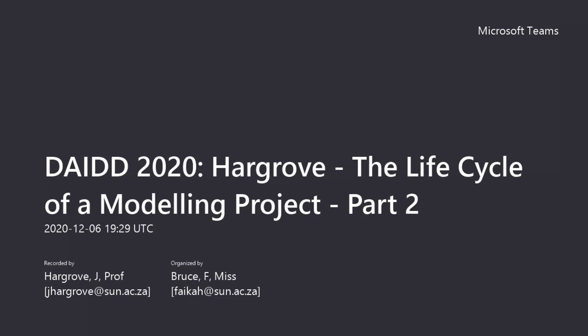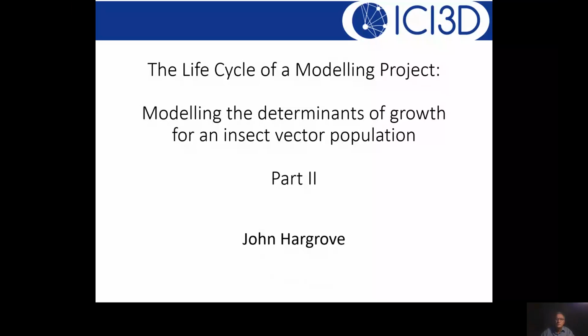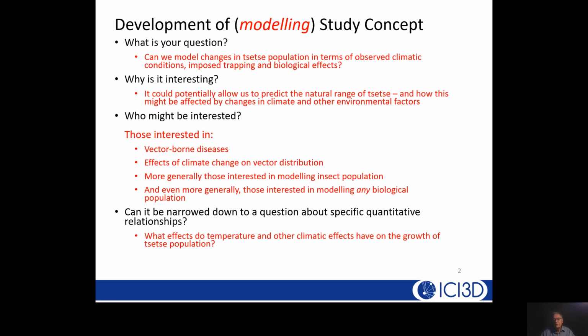This is part 2, looking at the life cycle of a modeling project, in particular, modeling the determinants of growth for an insect vector population. We saw last time how the Antelope Island study was analyzed quite simply using graphs and tables, and we came to the conclusion that yes, odor-baited traps and targets could be used to control and indeed eradicate closed populations of tsetse flies.